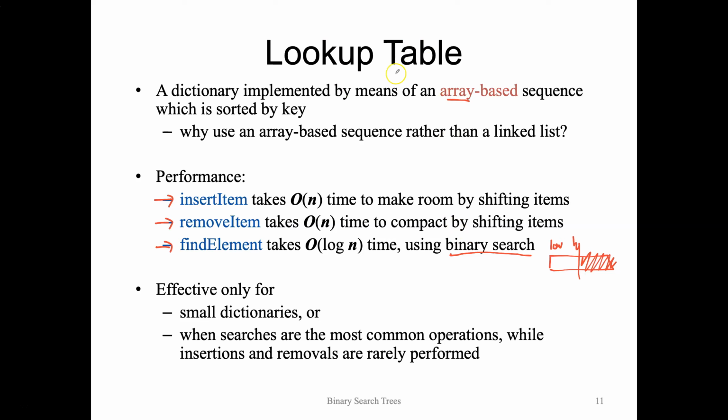But this lookup table, as an ordered dictionary implementation, is really only good if we have a small dictionary, if n is small, or if these search operations are the most common thing that we're doing, because this is the most efficient function that we have here, whereas inserting and removing don't occur that often. We're going to see a better implementation of an ordered dictionary in the next video, and that's using a binary search tree.